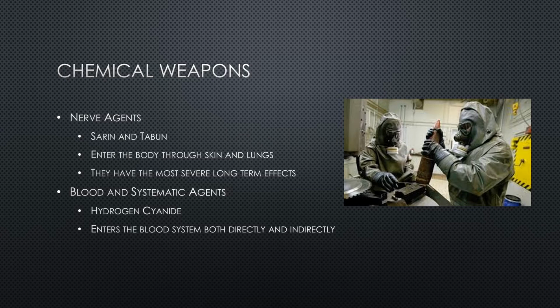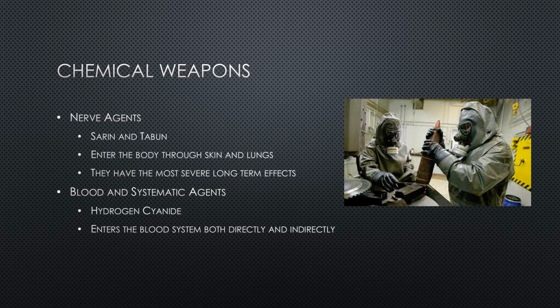These are absorbed through the body, through the skin and lungs, and have the most severe long-term effects. A couple examples of these are sarin gas and tabun. Animals and people who have developed acute symptoms as a result of exposure to nerve agents have been reported to have altered neuromuscular function and impaired psychomotor performance that persist for at least 1 year after severe acute exposure.